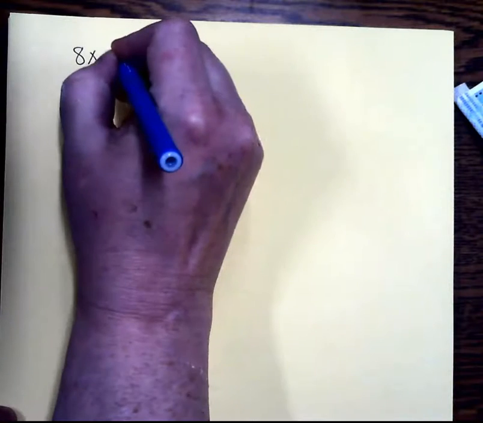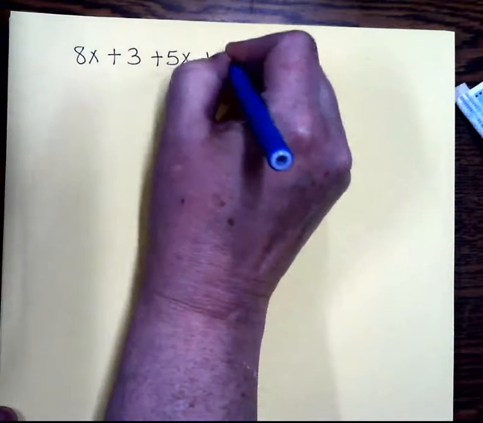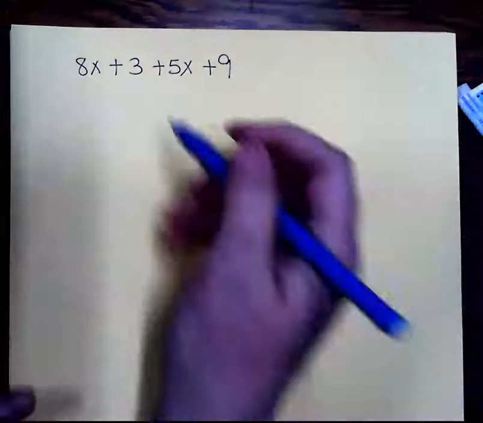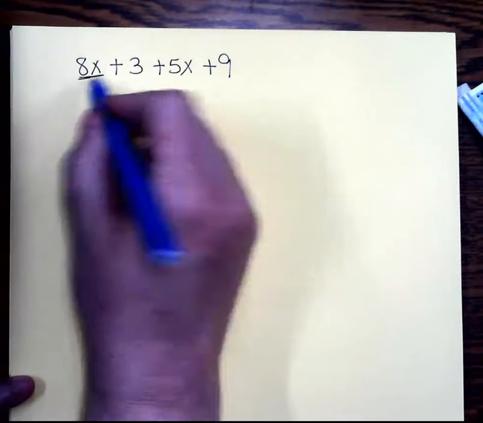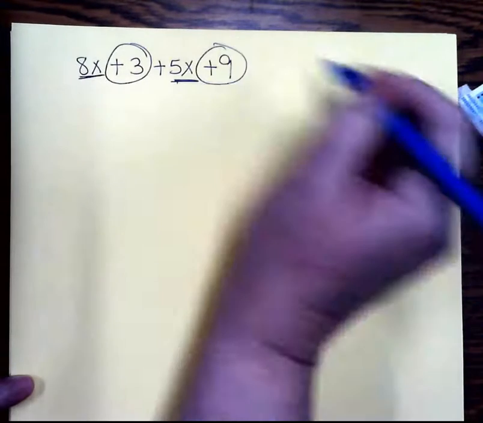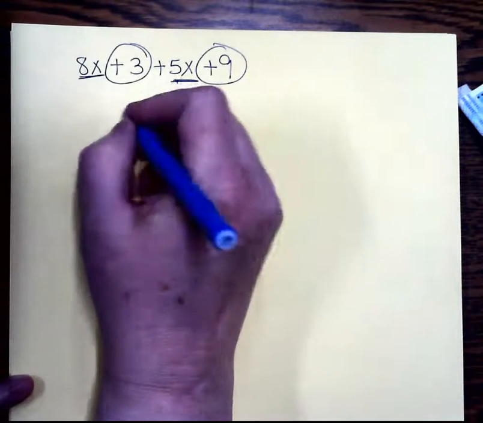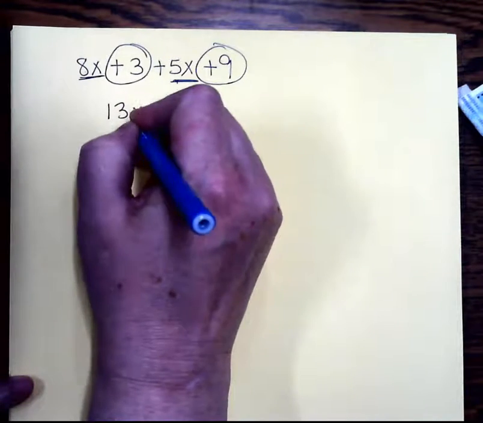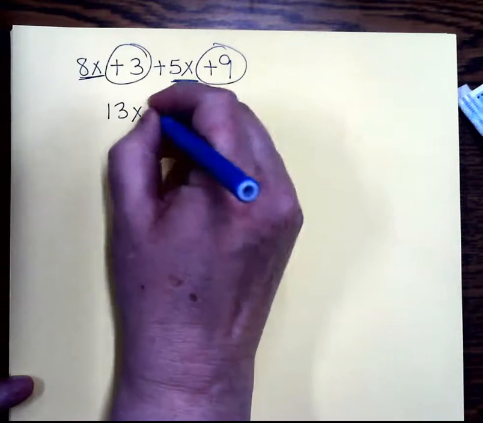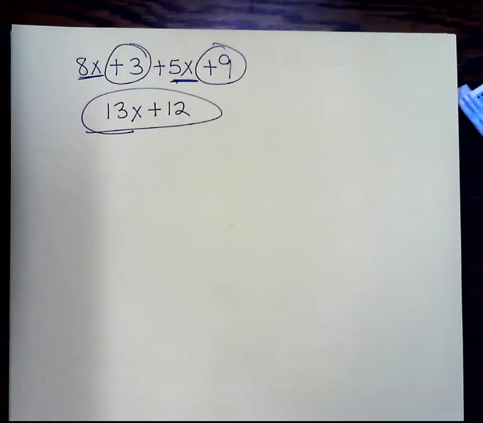8x plus 3 plus 5x plus 9. My like terms would be my 8x and my 5x, and then my 3 and my 9 will also go together. So I have 8 plus 5, which is 13. Don't forget your variable. And then I have 3 plus 9 would equal 12. Let's try another one.